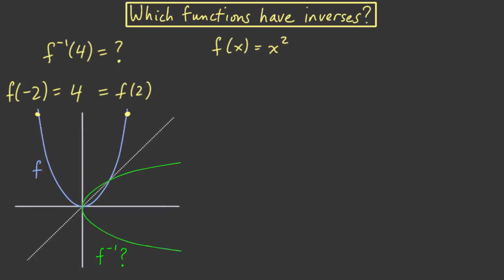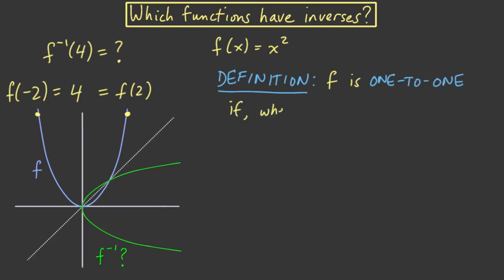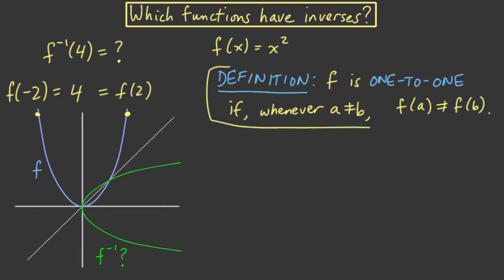For now, let's discuss functions that don't have this problem of two different inputs giving the same output. We'll start with a definition. We say that a function f is 1-to-1 if, whenever you have two different inputs, so a not equal to b, then you get two different outputs. In other words, f of a is not equal to f of b. So if your function is 1-to-1, it will have a complete inverse function. And if it's not, we'll have to be very careful.